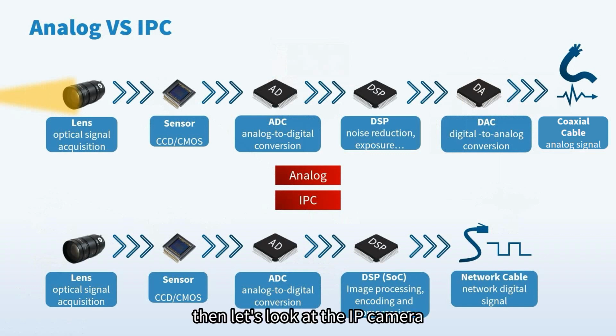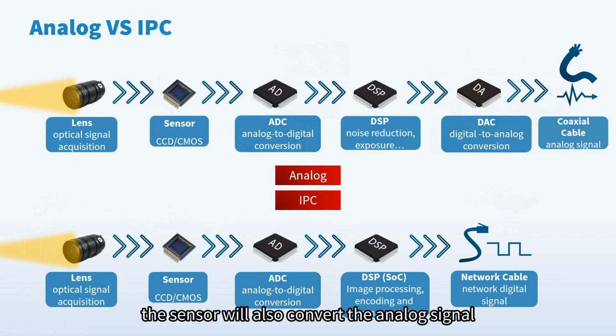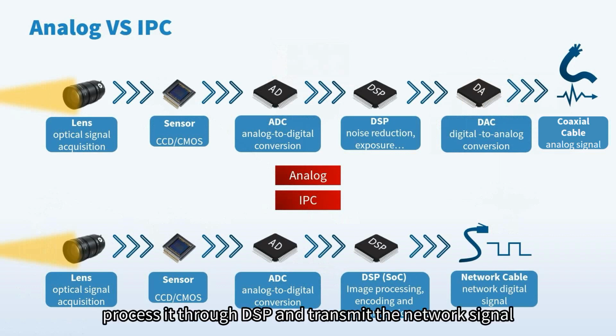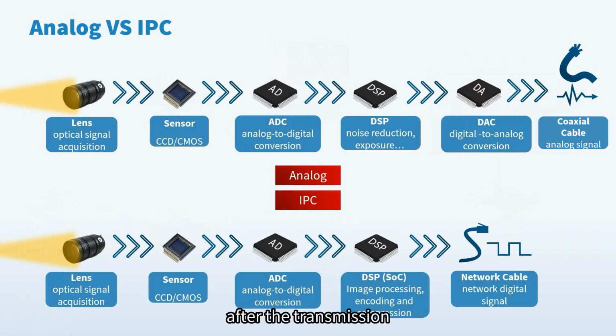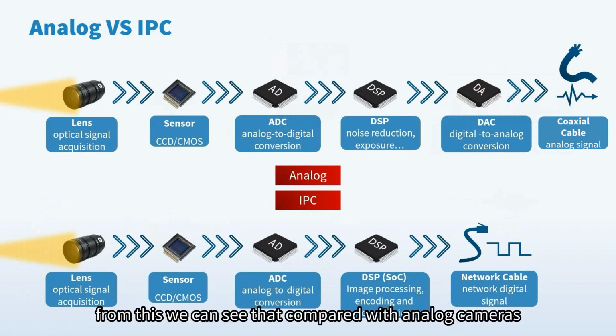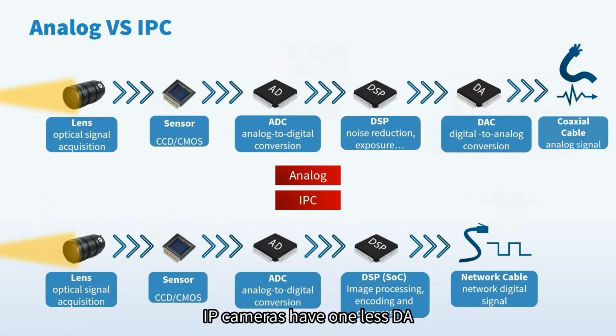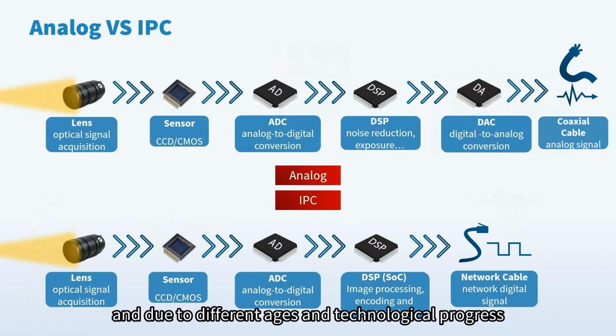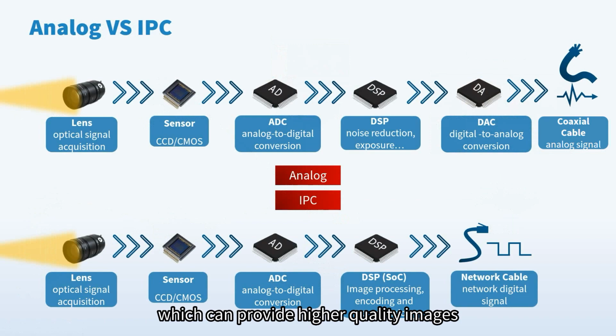Then let's look at the IP camera. After the light comes in, it will also focus on the sensor. The sensor will also convert the optical signal into an electrical signal, process it through DSP, and transmit the network signal. After the transmission, the video picture will be obtained directly. From this we can see that compared with analog cameras, IP cameras have one less DA process, so more information can be retained, and due to different ages and technological progress, the DSP technology of IP cameras is also more mature, which can provide higher quality images.